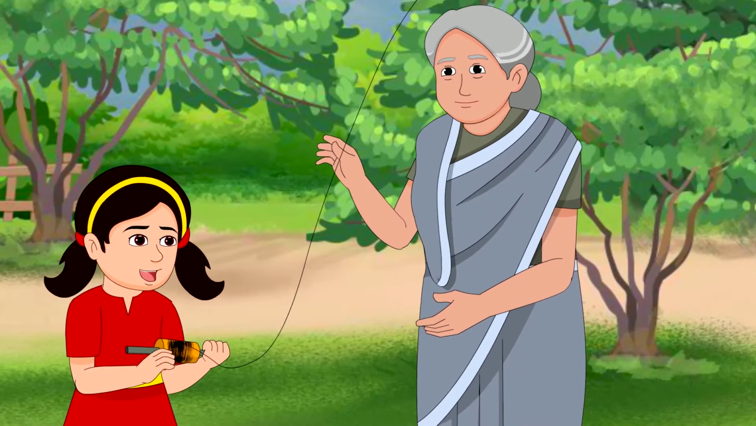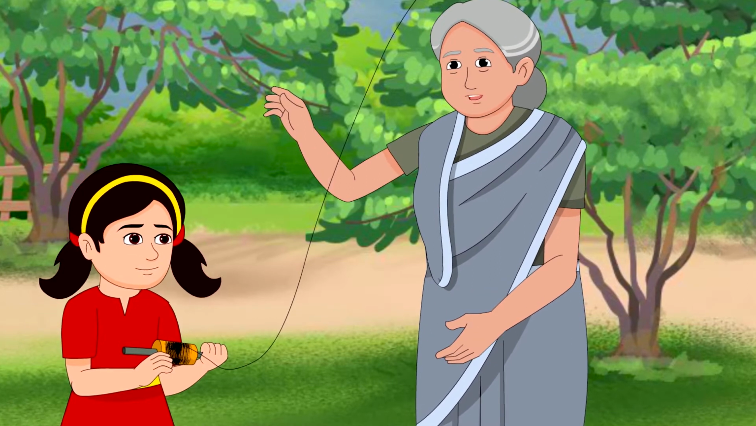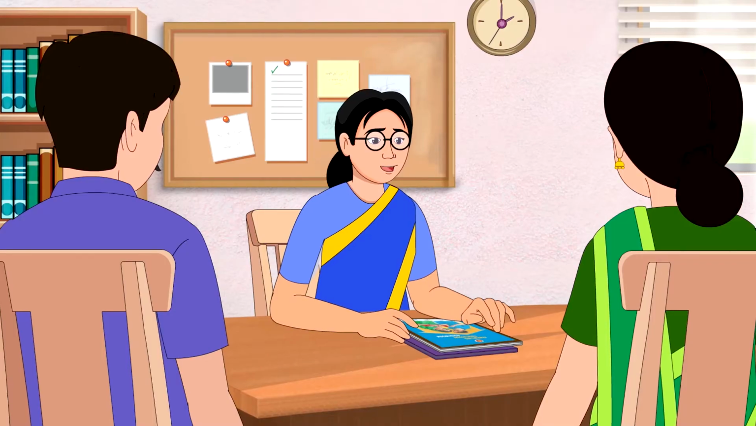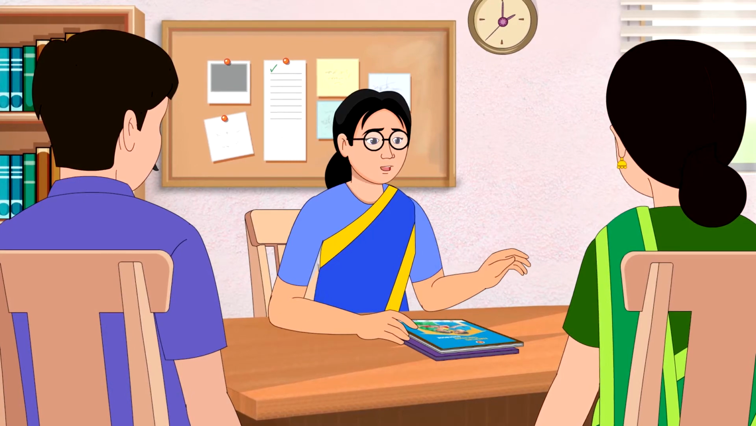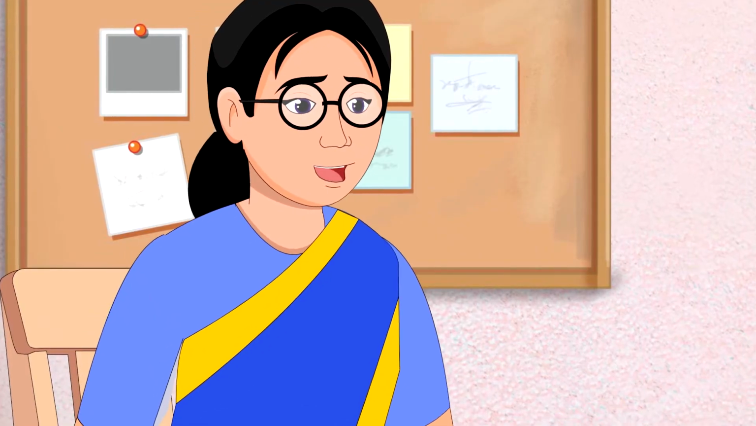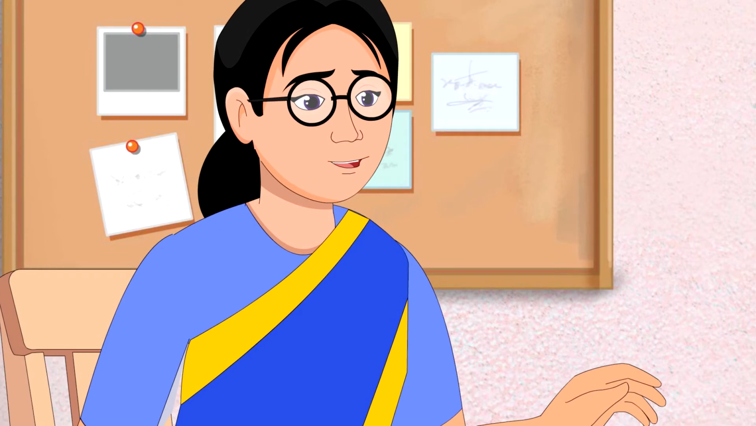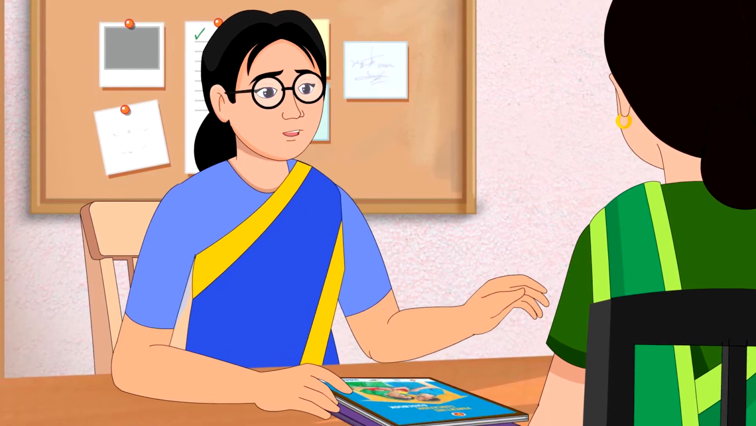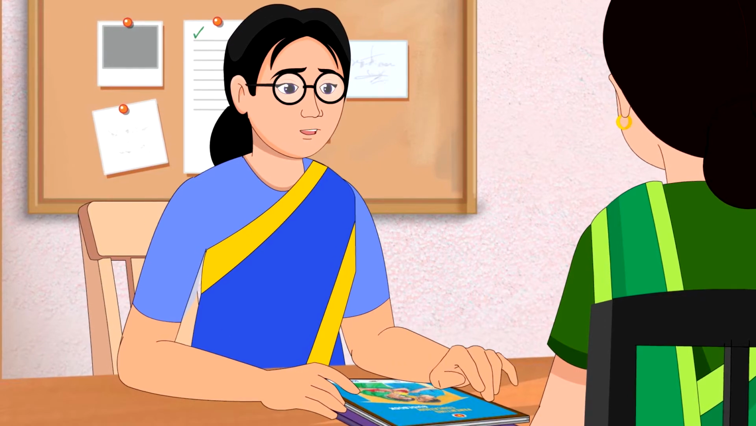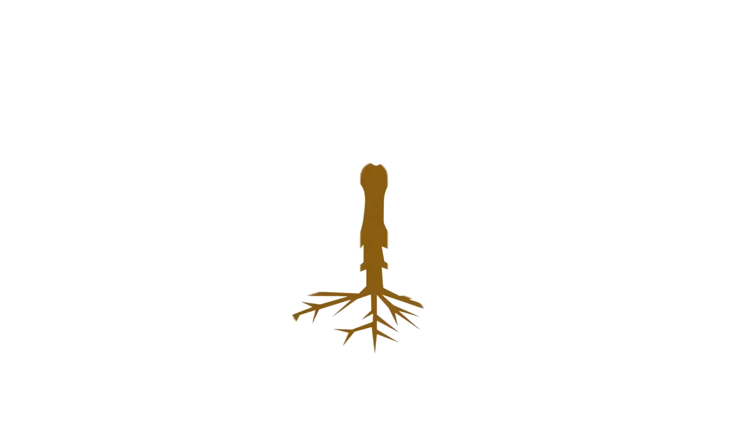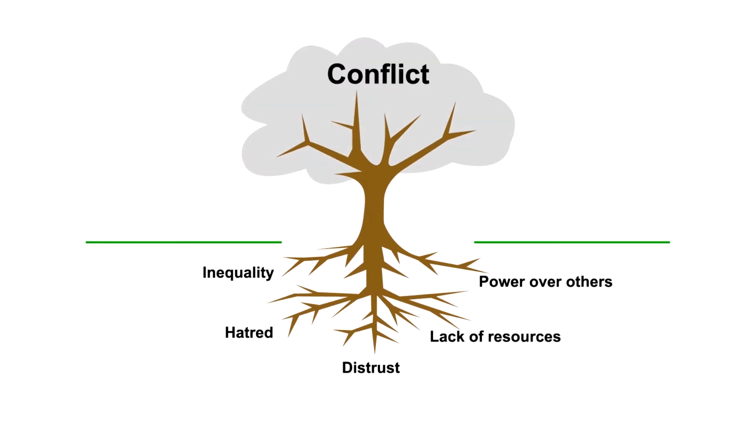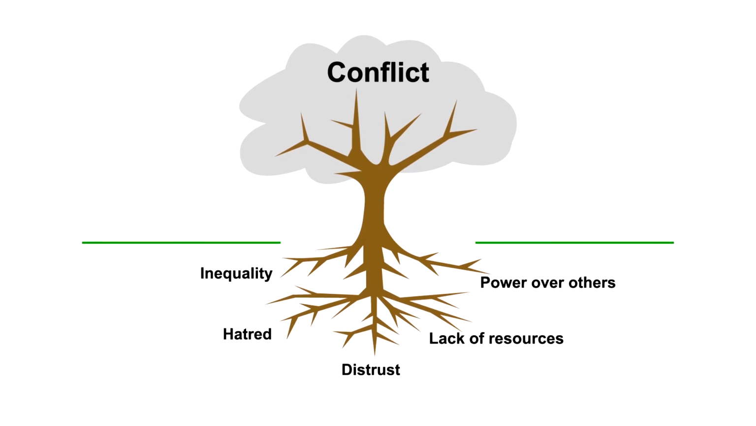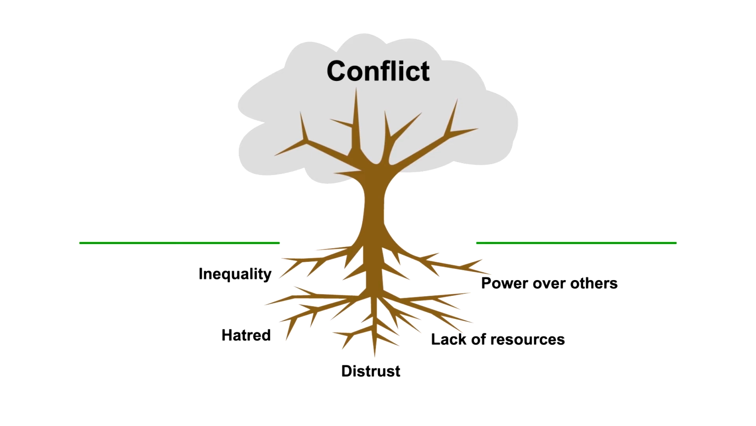Look, Grandma, it's flying. Bravo, you're getting it. It can be helpful to use a tree metaphor to look more closely at the reason of having conflict or peace in any situation. The trunk of both grow from their roots, and we see the outcomes to each tree in its leaves. If the trunk has roots based on negative qualities such as inequality, distrust, hatred, lack of resources, and power over others, the leaves will be harmful and unhealthy.